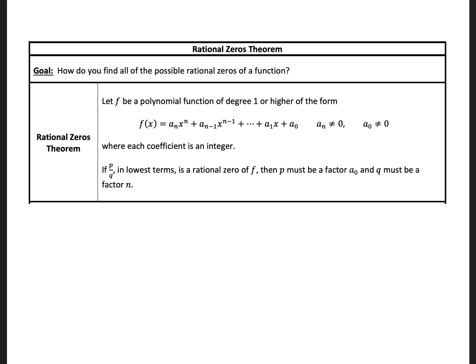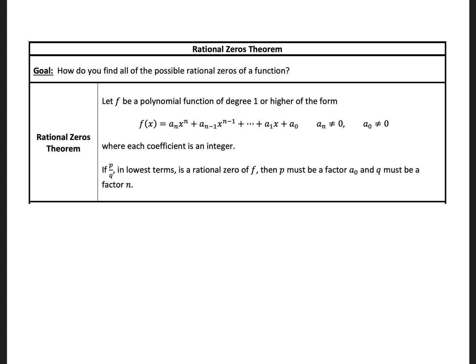Hello, in today's video, we are looking at the rational zeros theorem. Our goal is to answer the question, how do you find all the possible rational zeros of a function? Essentially, to do that, we're going to learn how to apply the rational zeros theorem. That theorem is stated below, and we're going to talk through it quickly, then look at some steps to actually answer this question, and then look at a couple of examples.